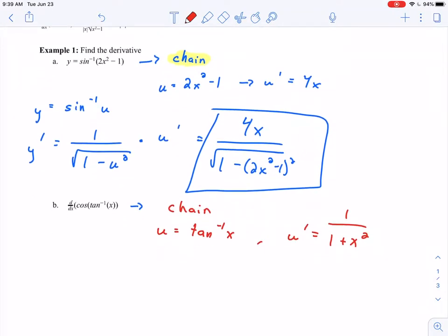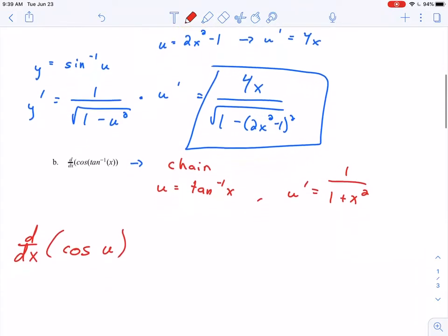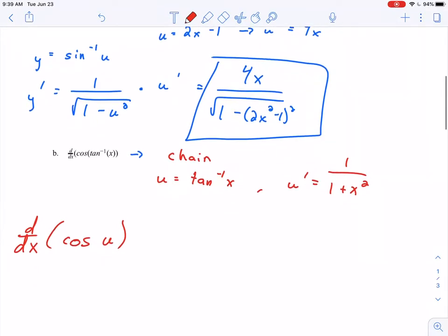So if I was to rewrite this expression in terms of u, this says find the derivative of cosine of u. I know that the derivative of cosine of x is opposite sine of x, so I'll have negative sine of u times, again, I'm using the chain rule here, so I need to multiply by my u prime.